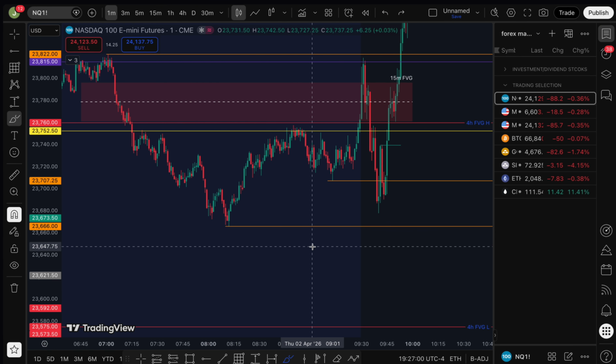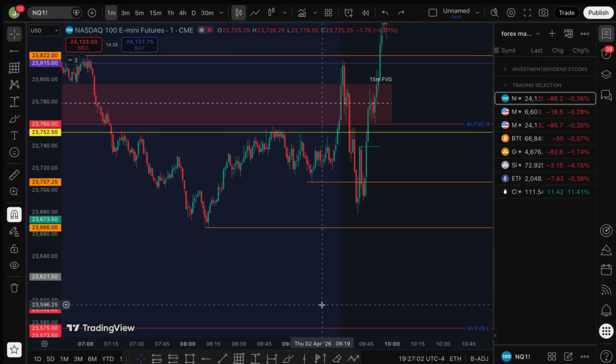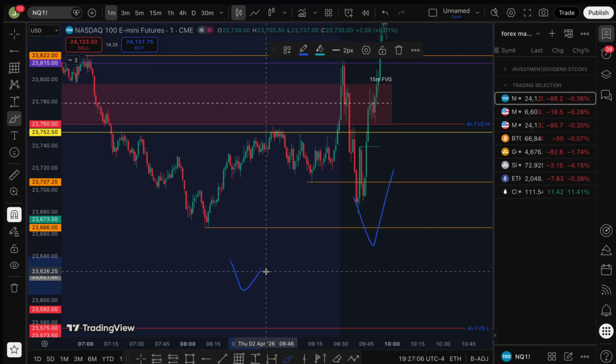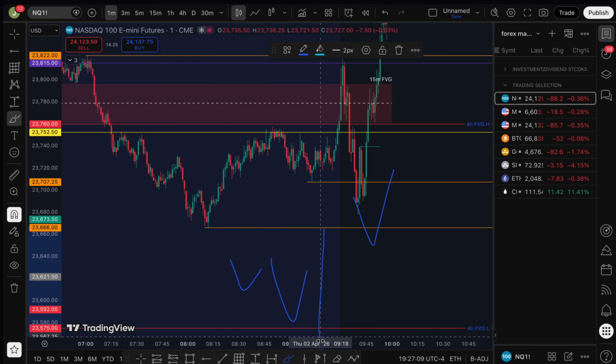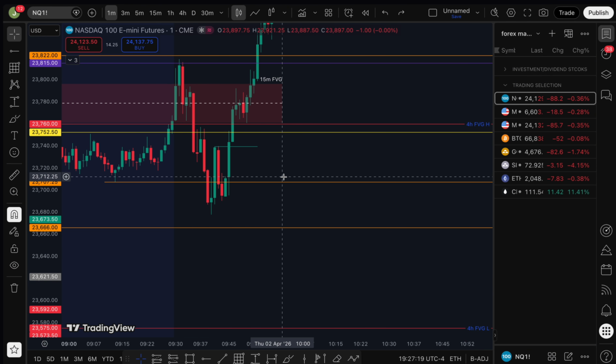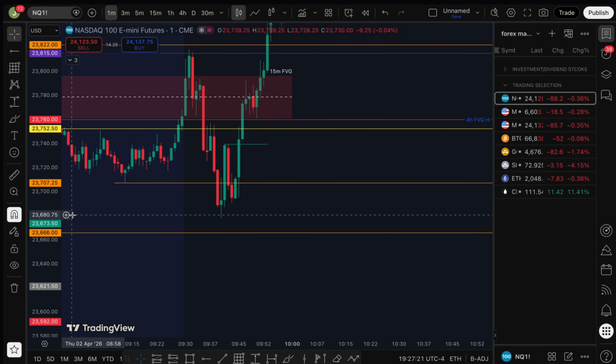It didn't hit this point, because if it had, it would have made an SMT, with this being a lower low, and then on ES it would have been a higher low, making it an SMT, which would have been an A plus setup. I would have loved it. I would have been super confident in the trade. But as you can see, it just didn't happen, sadly.